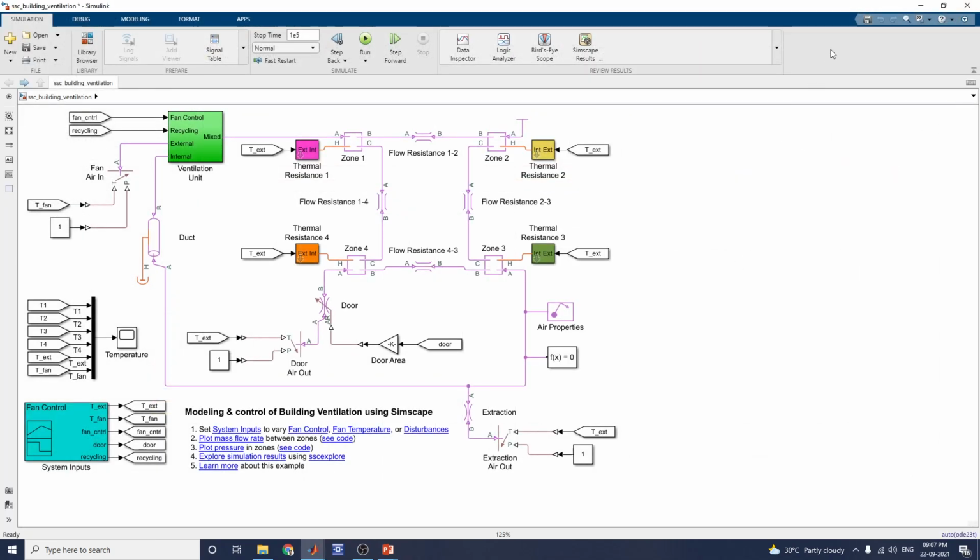I hope you understand very well about this modeling and control of building ventilation using Simscape language.